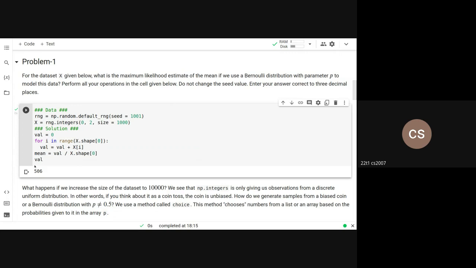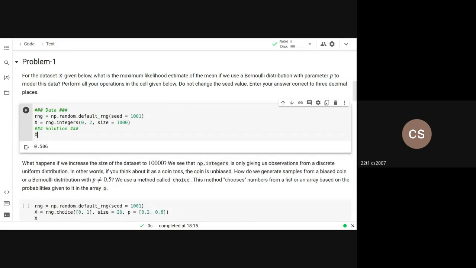Six instead of 0.506. Okay, just a second. Sorry, it's not value, it's mean, right? So I hope all of you got it. Instead of doing all this loopy business, we are just saying that the maximum likelihood estimate is the mean. Is there anyone who didn't get this part, what we are trying to do here? I hope all of you got it.